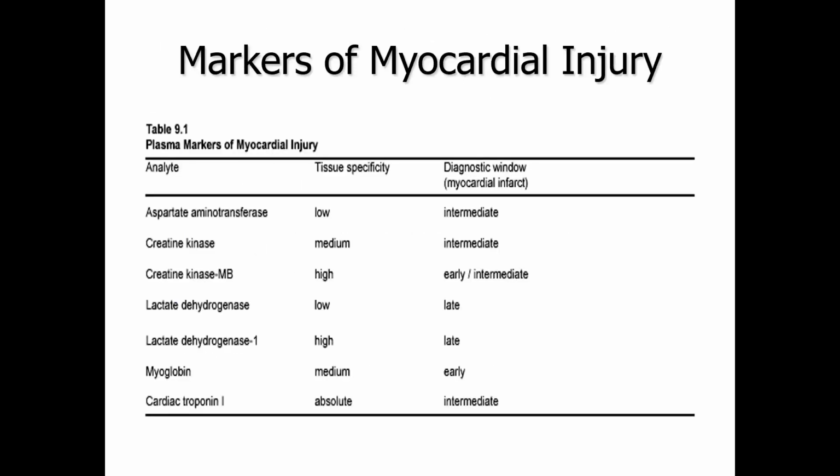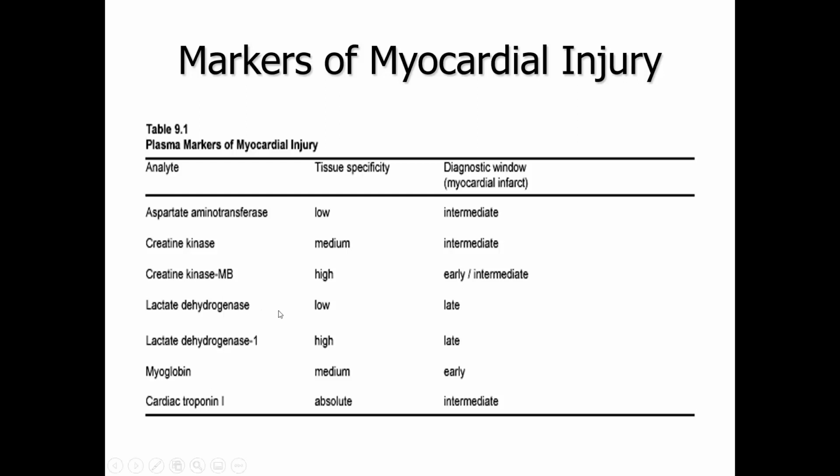So here are some markers that are commonly used to assess myocardial injury, and you can see whether they're specific to the heart and what their diagnostic window is. So aspartate aminotransferase has a low tissue specificity, and it has an intermediate window. So from the time that the myocardial infarction happened, an intermediate amount of time would pass and levels would still be elevated. Creatine kinase has a medium specificity and an intermediate diagnostic window. CKMB has high tissue specificity, but it has an earlier diagnostic window, so that would have to be measured earlier on in the heart attack.